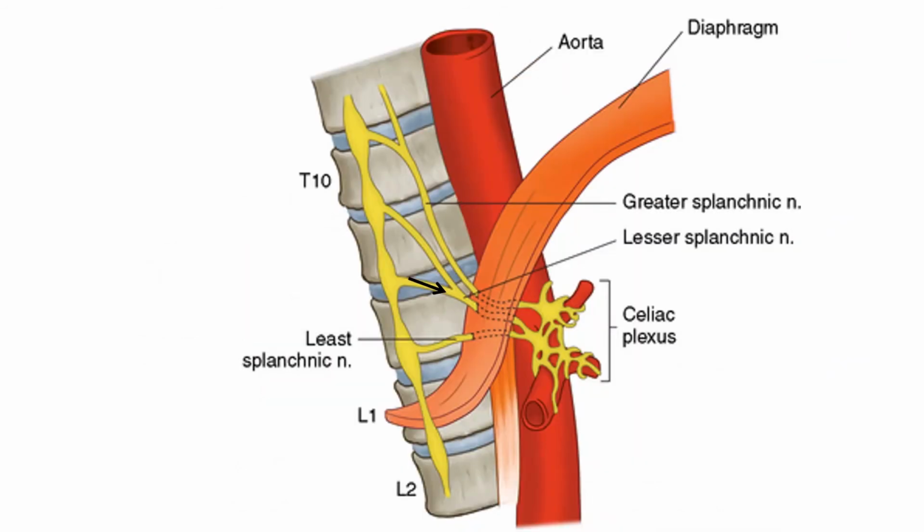Here's a diagram showing, first of all, the diaphragm between the thoracic cavity and the abdominal, and these are the roots of splanchnic nerves, the greater one, and here is the root of a lesser splanchnic nerve, and then the least. What they do is that they pierce the diaphragm and they reach the celiac ganglia, which are around the celiac trunk, and produce a plexus called celiac plexus.